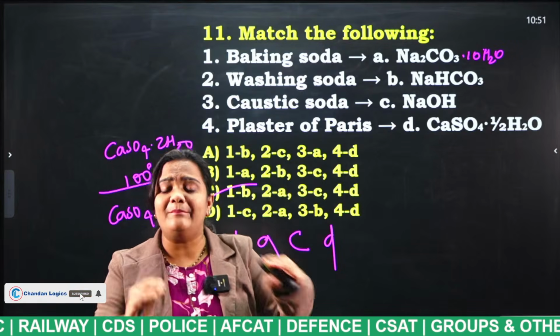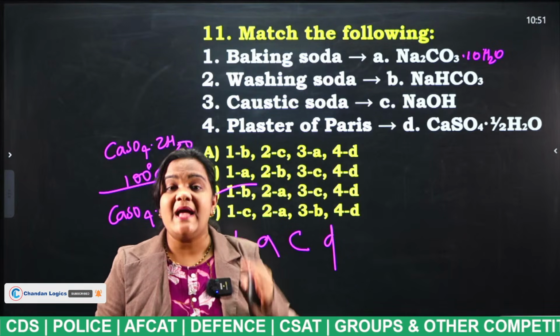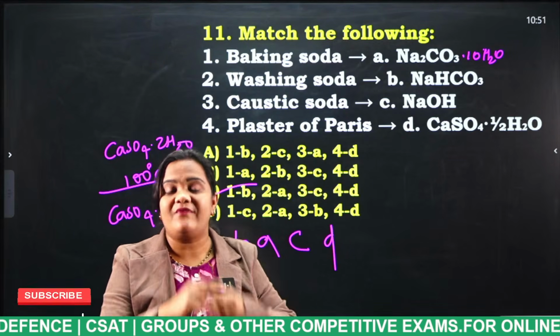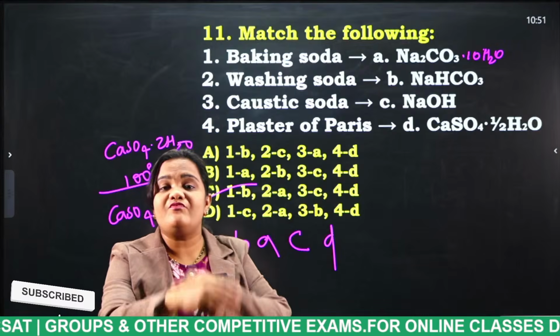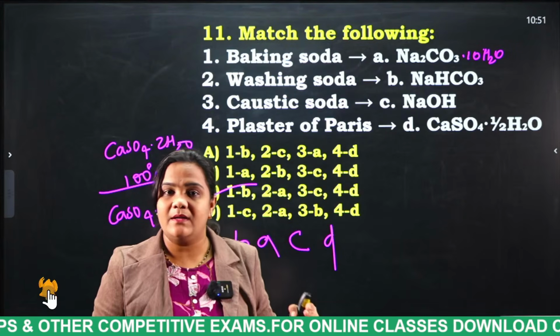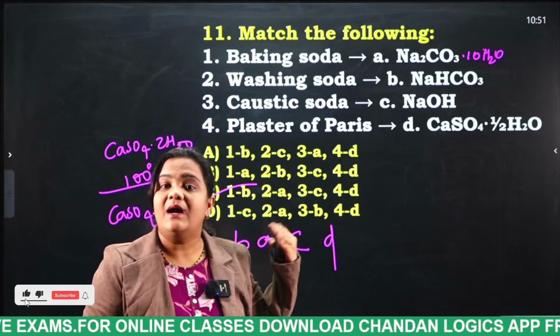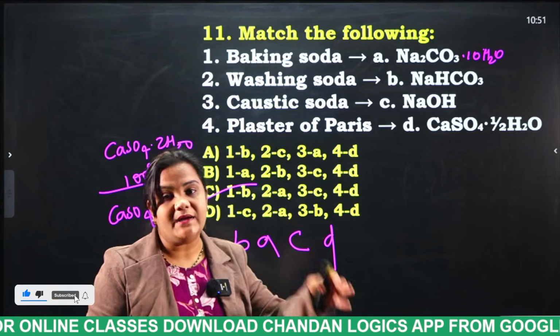So, what are the applications of this plaster of Paris, students? We will use plaster of Paris when the person is having a fractured bone. This plaster of Paris is wrapped around his hand. And not only that, this plaster of Paris we will use for the making of different types of idols.